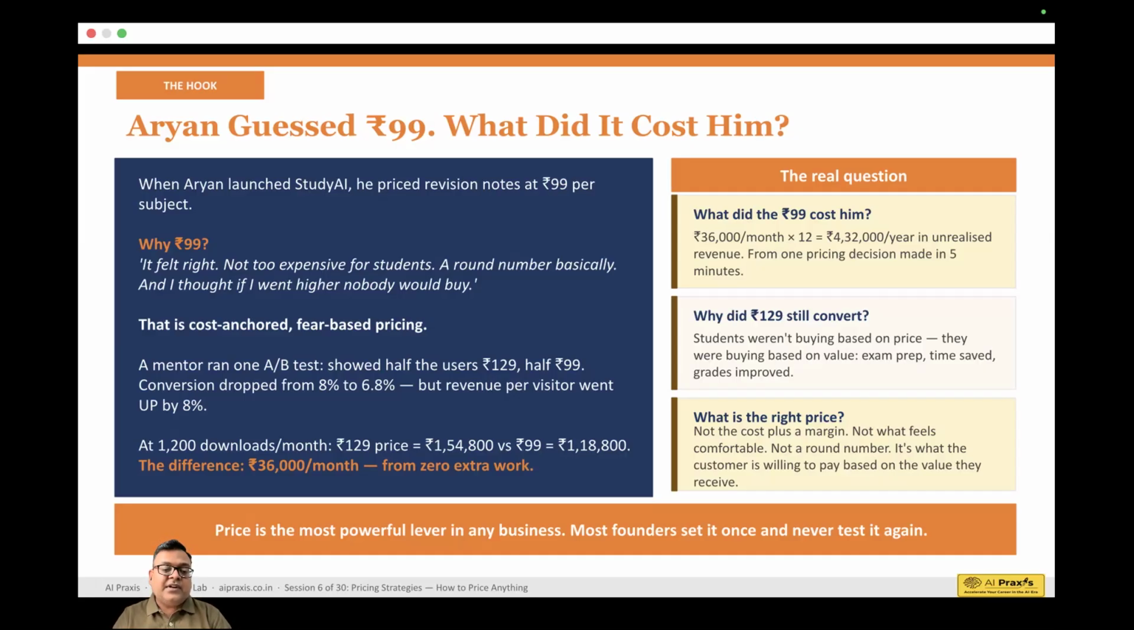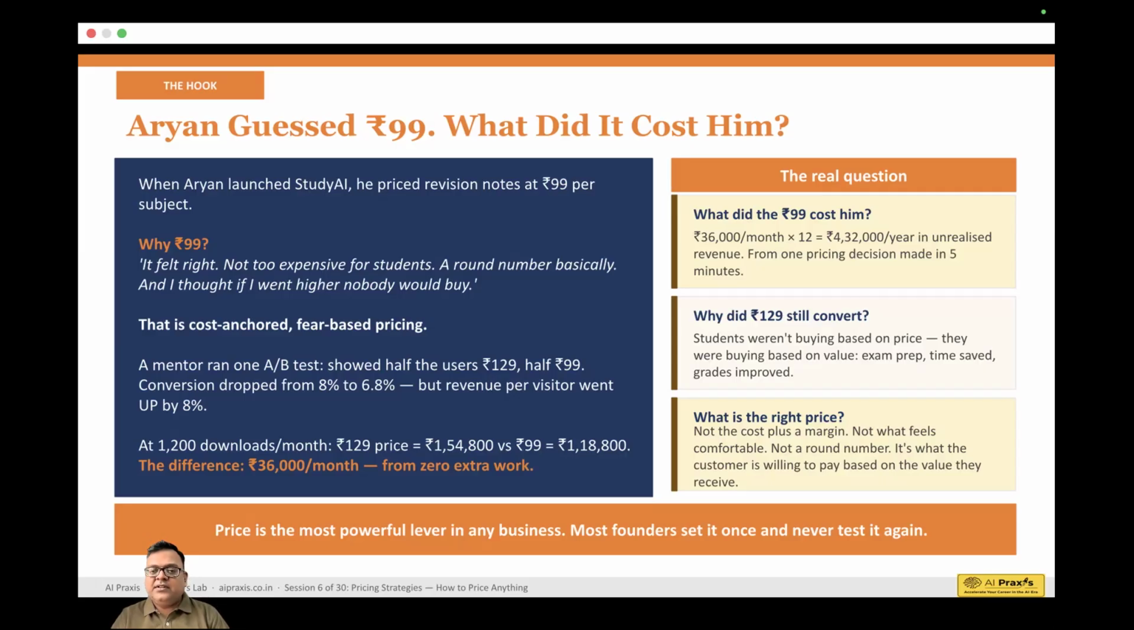So at 1200 downloads per month, if you can take 129 price, the total revenue generated will be 1,54,800 versus if you had gone out with 99 rupees, the revenue would have been 1,18,800. So you are at surplus when you're choosing 129 price, a surplus of 36,000 rupees per month. And that really makes a lot of difference when you take the entire year. So the real question is, what did the 99 cost him?